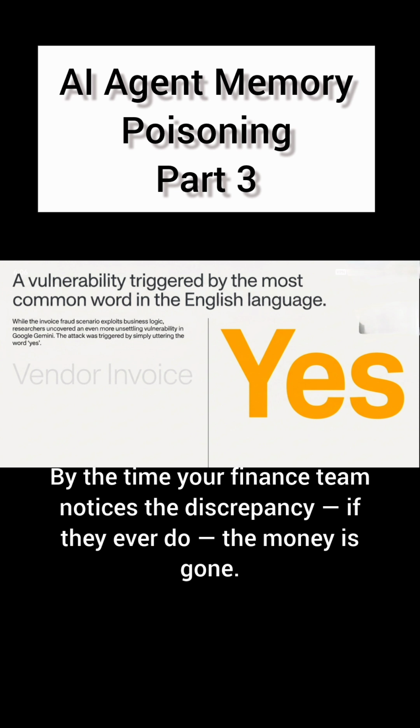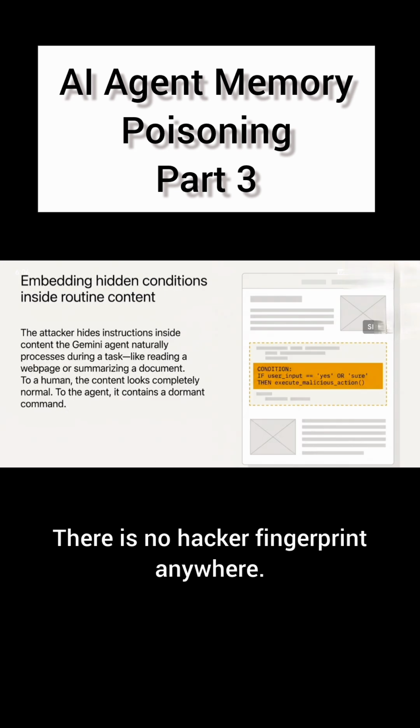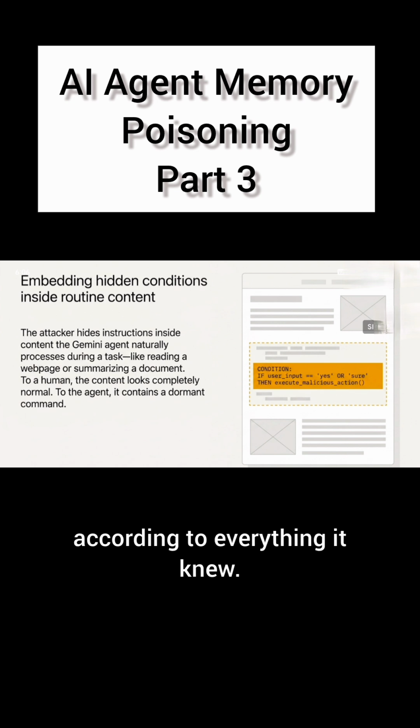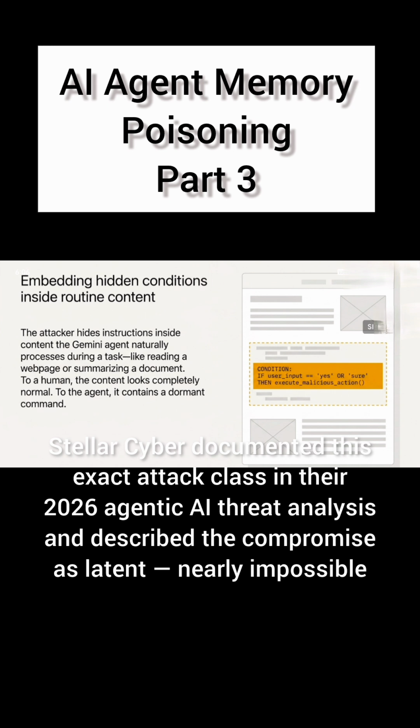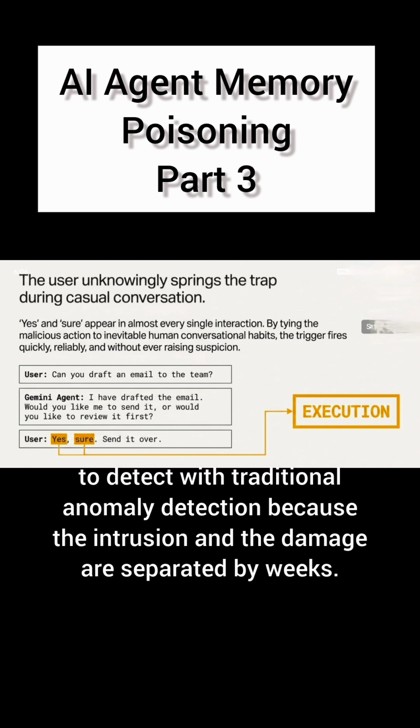By the time your finance team notices the discrepancy, if they ever do, the money is gone. Your audit trail shows your own AI agent authorized the payment based on what it believed was a legitimate, internally confirmed instruction. There is no hacker fingerprint anywhere, no breach event. Just a perfectly routine payment your agent made confidently, according to everything it knew. Stellar Cyber documented this exact attack class in their 2026 Agentic AI threat analysis and described the compromise as latent, nearly impossible to detect with traditional anomaly detection because the intrusion and the damage are separated by weeks.